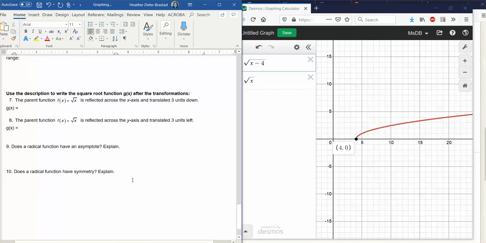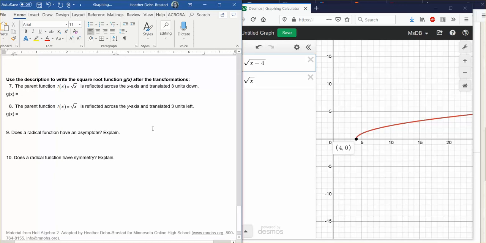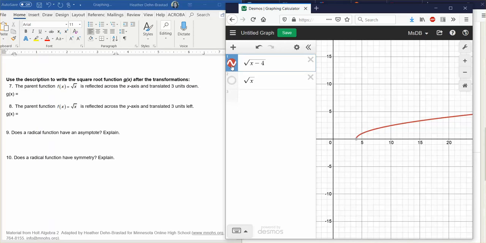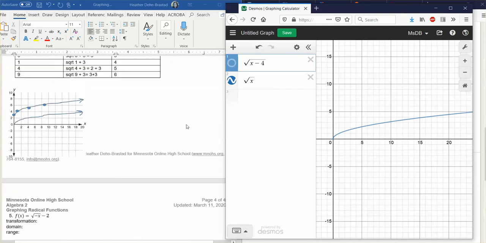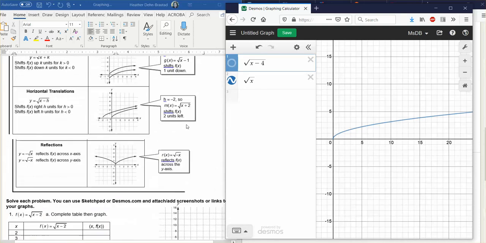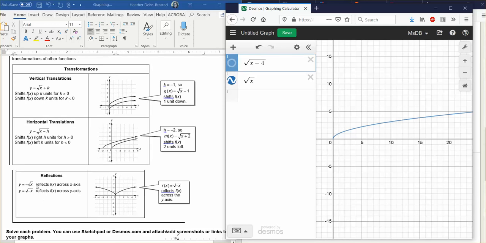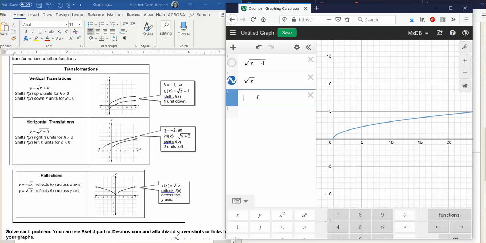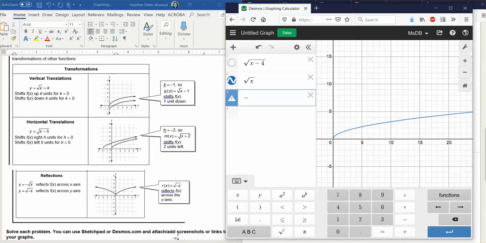All right, the next part you're going to write a function that has had these things happen, and you can check them by graphing. So let's turn this one off and turn this one back on. So I have the parent function, the square root of x. It's reflected across the x-axis and translated 3 units down. Let's go see what happens to make it reflected across the x-axis. Reflections across the x-axis, I need a negative in front. So let's put a negative in front, and then the square root of x. Yep, that reflected it over the x-axis.